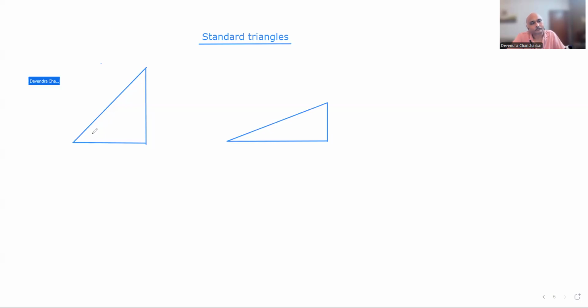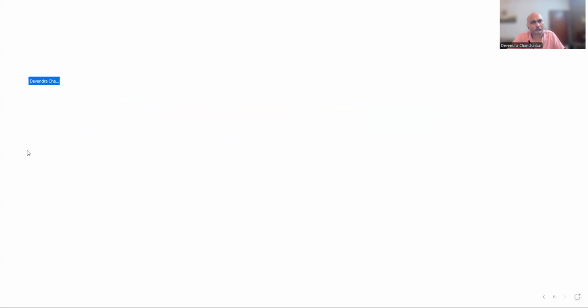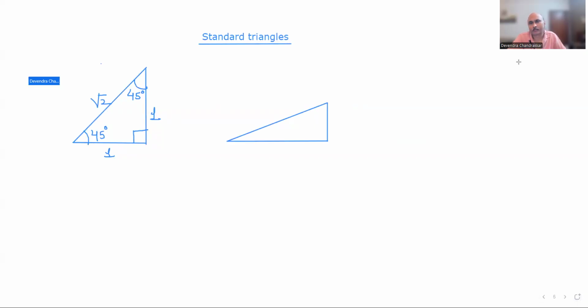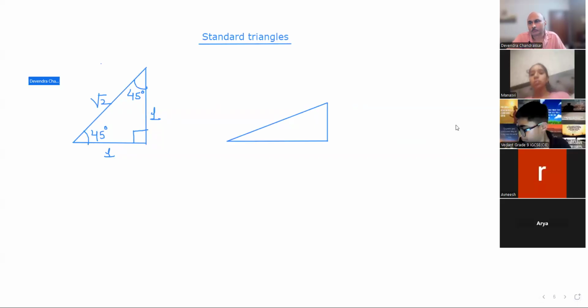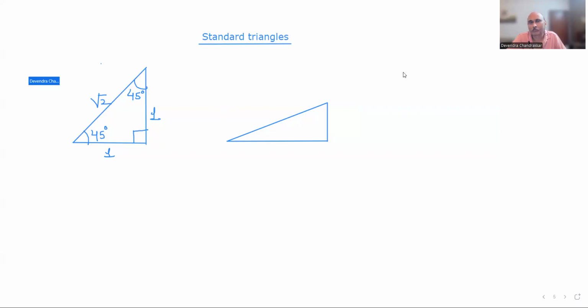So this is a right angle triangle. This angle is 45 degrees. This angle is 45 degrees. And the sides are 1, 1 and root 2. I think all of you are aware of the Pythagoras theorem. Anyone who does not know about the Pythagoras theorem? Other than the 6th graders, all of you are aware of the Pythagoras theorem? Anyone who does not know about it?